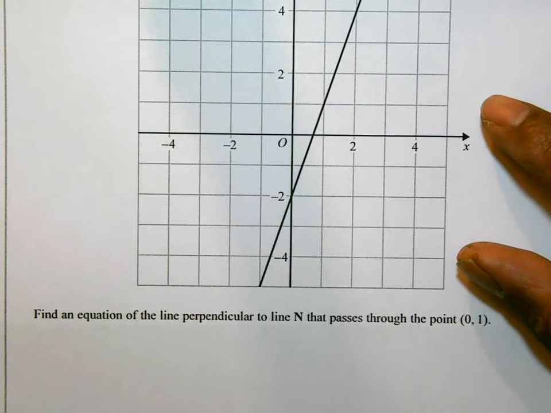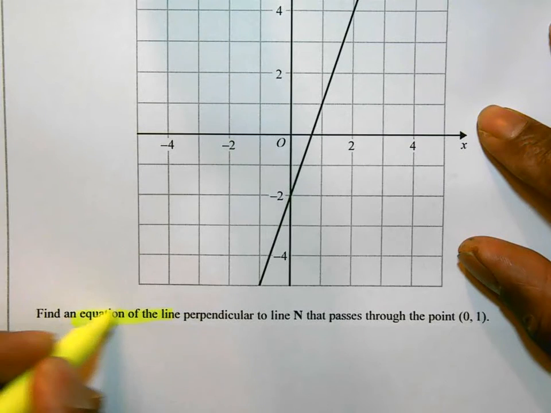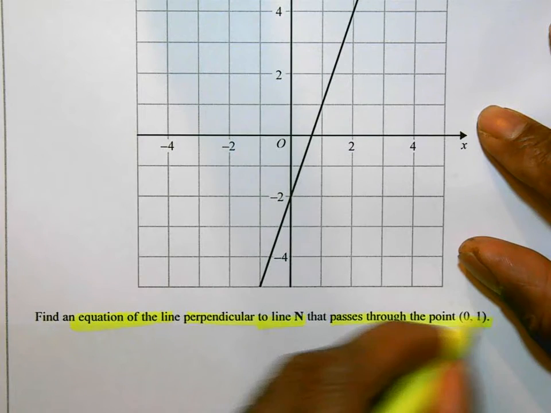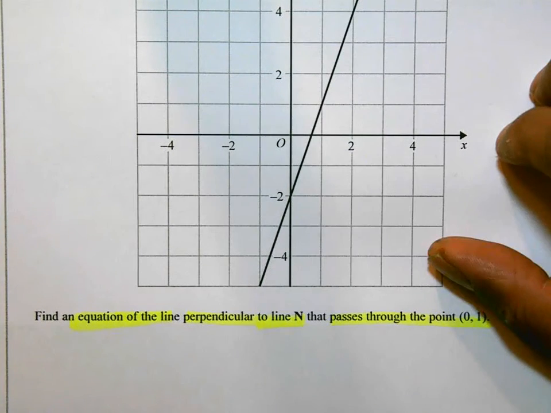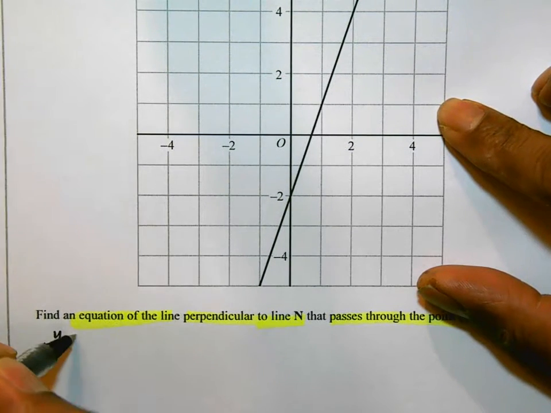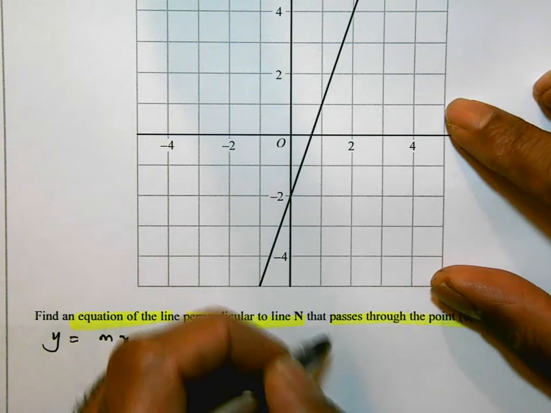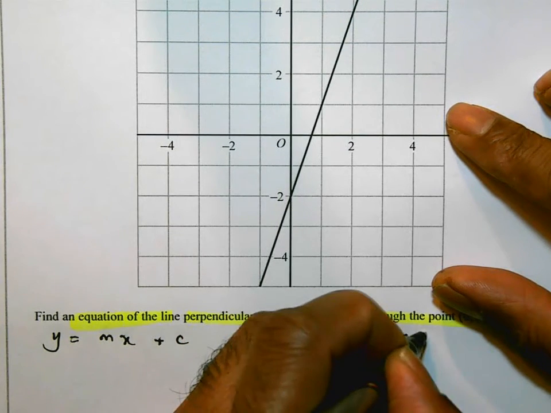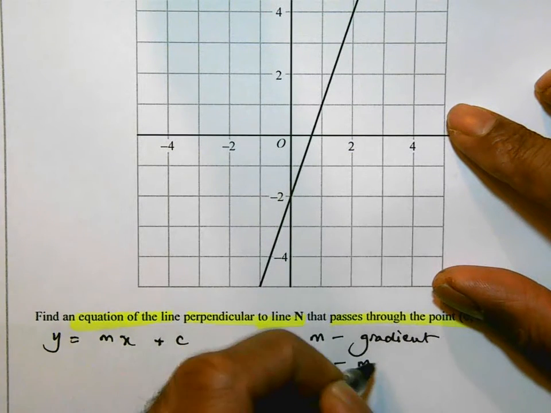So let's look at each of those bits of information. They want us to find the equation of a line which is perpendicular to the line N, and the line that we need to work out the equation to passes through (0, 1). There are a couple of key bits of information that you need to make sure you understand. First of all, the equation of a line is y = mx + c. M stands for the gradient, and c is where the line meets the y-axis.